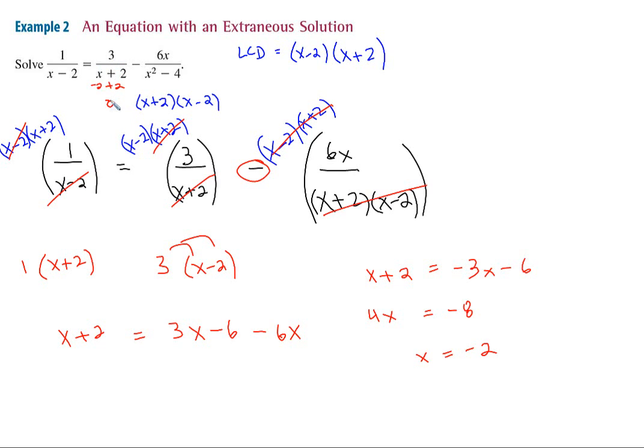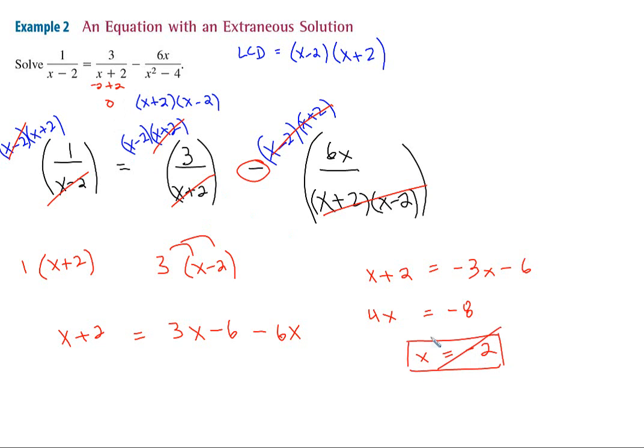We can't take 3 divided by 0. So what that means is, even though we did all this work and this is our answer, when you check your answer, it results in division by 0. Any answer that results in you dividing by 0 in the problem, you cannot have as an answer, because we can't divide by 0 in math. So this is what we call an extraneous solution.